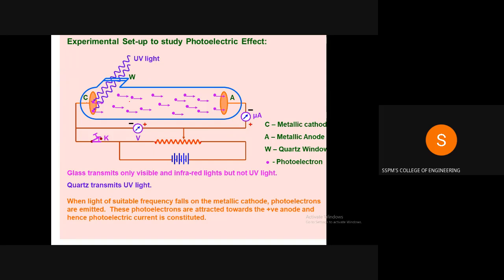Here, C is the metallic cathode, A is the metallic anode, and W is the quartz window, and photoelectrons are attracted towards the anode. Next, glass transmits only visible and infrared light, but not UV light. Quartz transmits ultraviolet light. When light of suitable frequency falls on the metallic cathode, photoelectrons are emitted. These photoelectrons are attracted towards the positive anode, and hence photoelectric current is constituted.